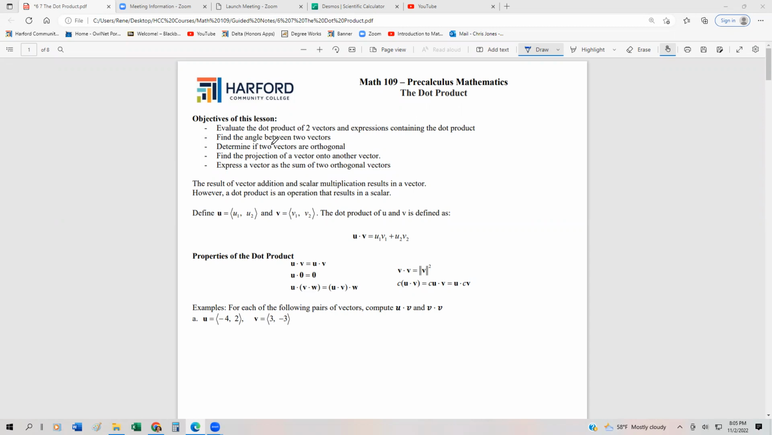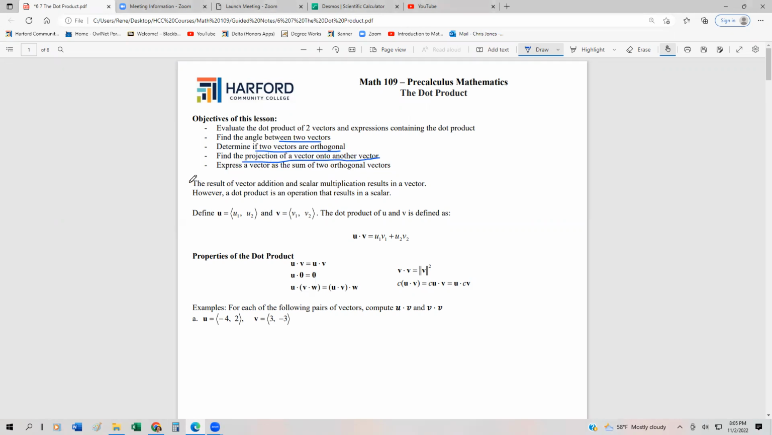We're also going to use the dot product to find the angle between two vectors, to determine if two vectors are orthogonal, and to be able to find something called a vector projection of a vector onto another. And then finally, we're going to express a vector as a sum of two orthogonal vectors.